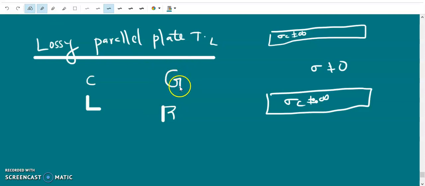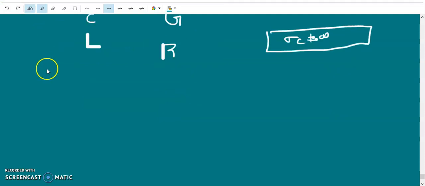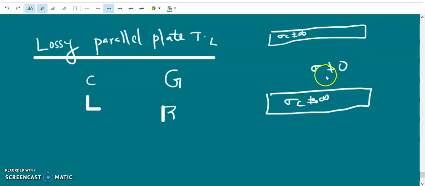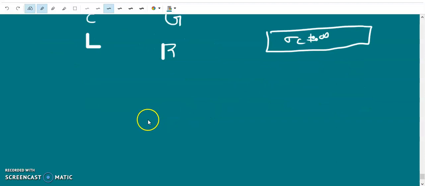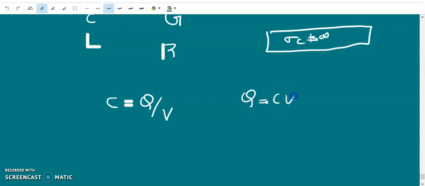So first of all, we will calculate the conductance per unit length G. For that, assume a dielectric medium having non-zero conductivity or non-zero loss tangent. And we know that the capacitance of this medium is C equal to Q divided by V. So we already know that Q is C times V. From that, C is equal to Q divided by V.